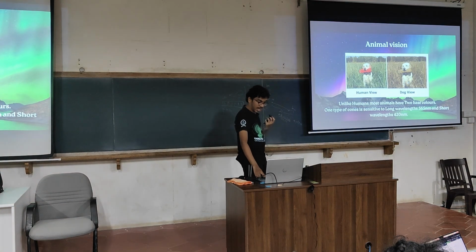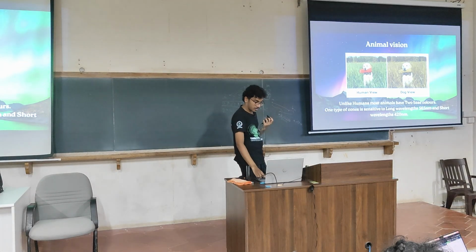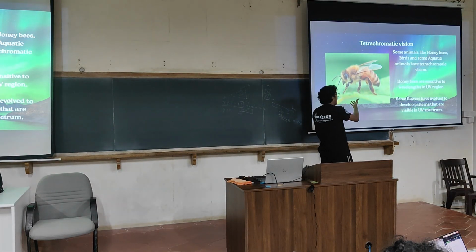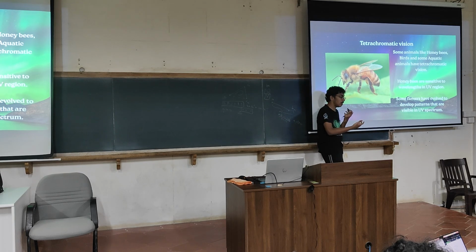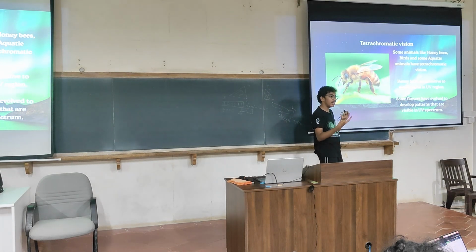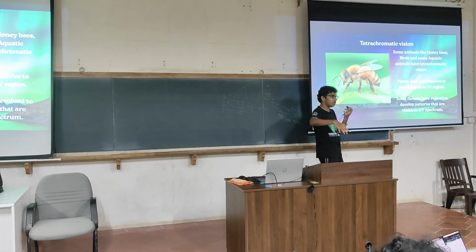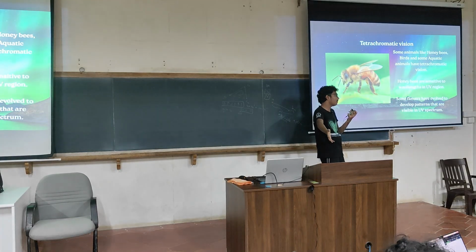So now if an animal has a higher number of cones, then its colors are distributed in a higher dimensional space. For example, honeybees have 4 basic colors. They are tetrachromatic. Their color system is expressed in 4-dimensional space, and we can't see 4 dimensions. And birds, some aquatic animals, even their colors are distributed in 4-dimensional space. They have different varieties of colors.